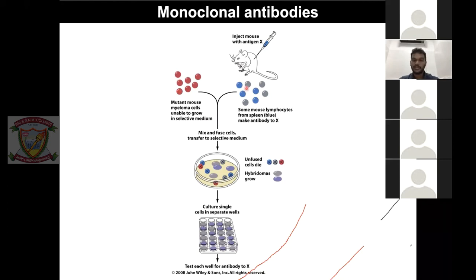In the differentiation process, what happens? One cell can become another cell, right? So they give conditions such that these two fuse together and form a new cell type called a hybridoma cell. In this new media, only the hybridoma can live, neither this one nor that one.